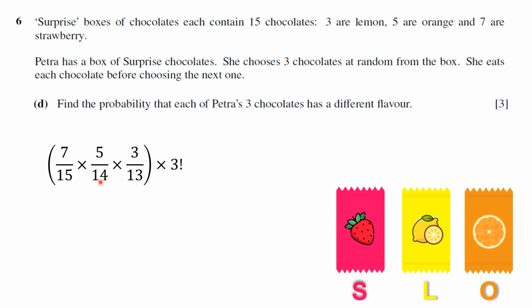with 14. We're going to be left with 14 chocolates left to choose, multiplied by the probability of getting the lemon flavor, is going to be 3 divided by 13, because 2 chocolates have already been chosen, so we'll be only left with 15 minus 2, or 13 chocolates, multiplied by the number of different arrangements of the chocolates, which is going to be 3 factorial, and that's going to be equal to 3 over 13, or 0.231.